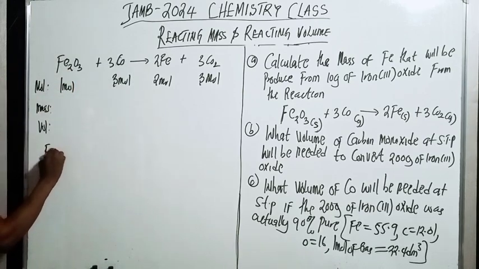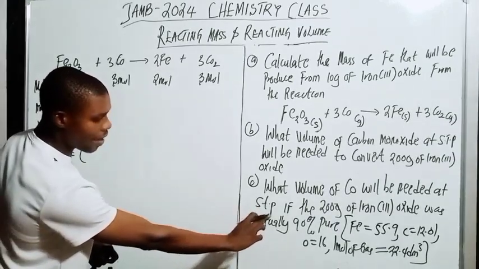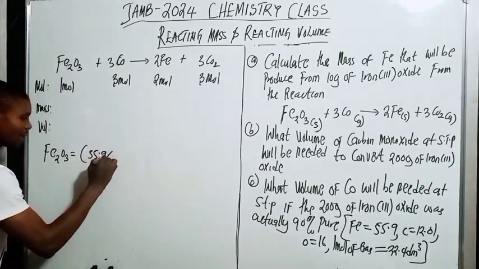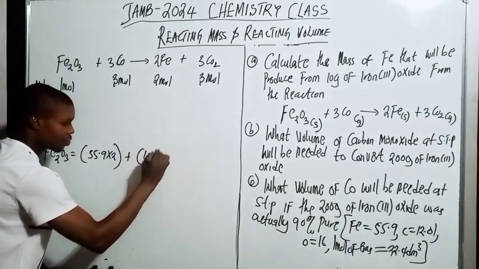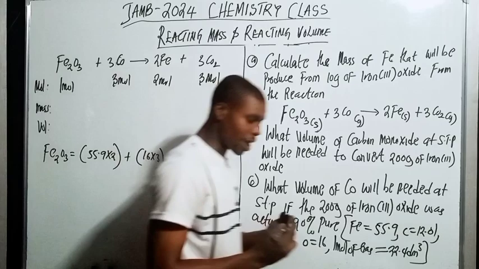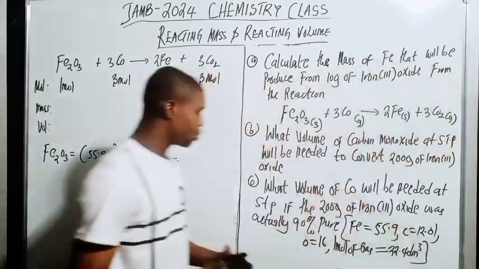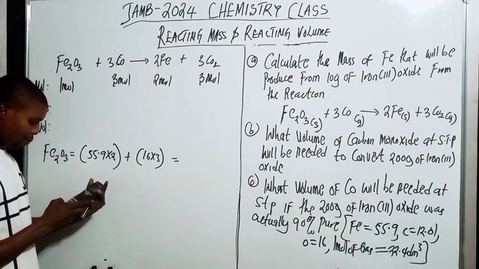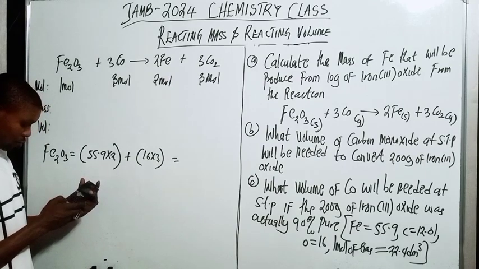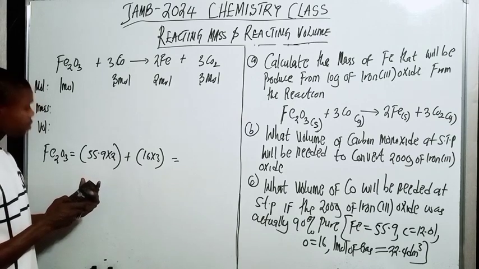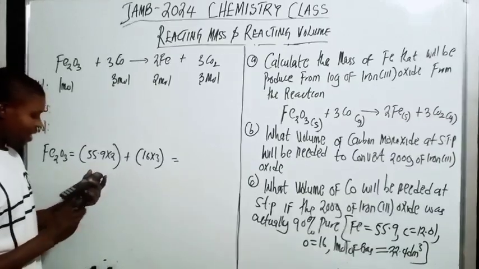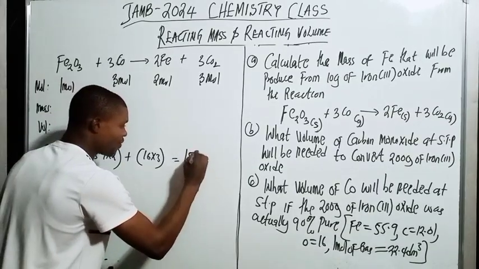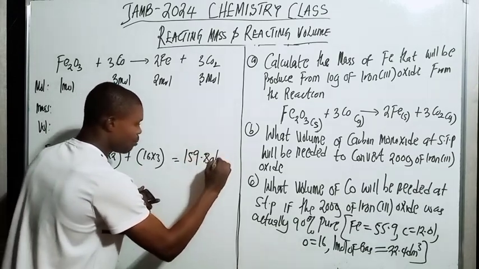So let's calculate the molar mass of Fe2O3, which is very easy. Iron is 55.9, so 55.9 times 2, plus oxygen, 16 times 3. Bring your calculator, that's why I say you should bring your calculator. 55.9 times 2 plus 16 times 3, so you have 159.8 gram per mole.